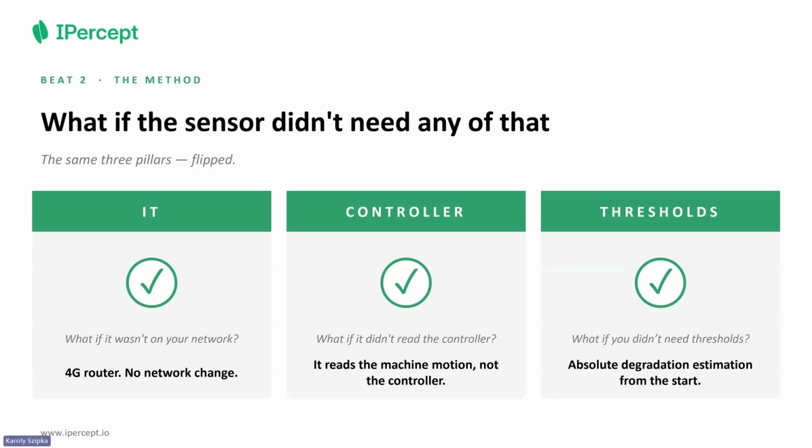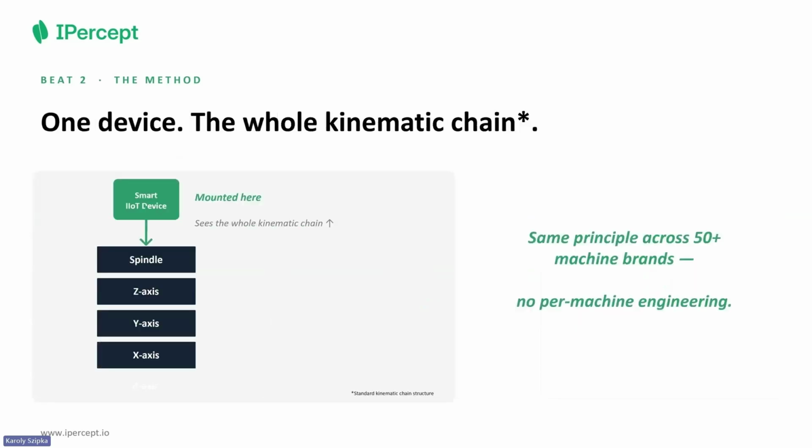And then thresholds. What if you did not need thresholds and configuration at all? Absolute degradation estimation from day one, no baseline period, no threshold tuning, no retraining when you change a tool. Everything is in the background and automated. These were the design principles for us. And now I would like to show you how it works in practice.